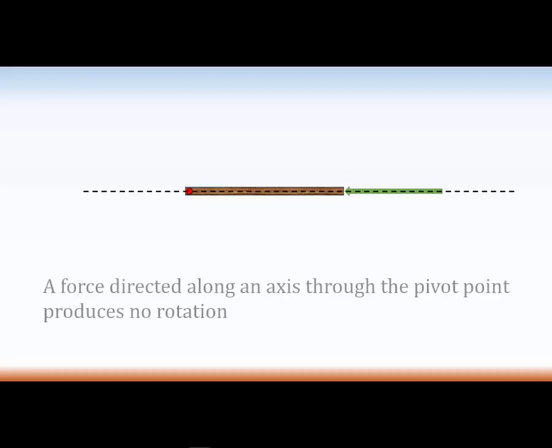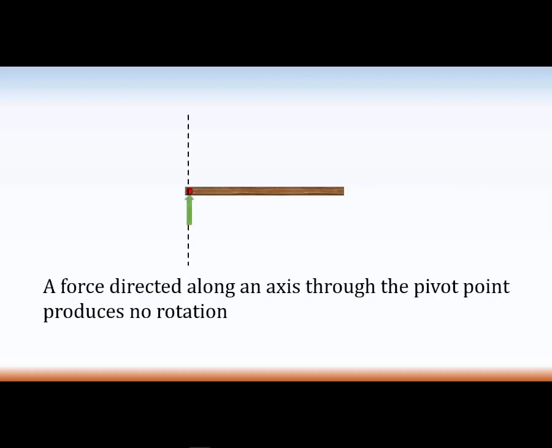When a force is directed straight along the radial line that runs through the pivot point, there is no rotation produced. It does not matter how hard you push against the edge of the door, it still won't open. Any force along that radial line, whether it is a push or a pull, will not cause a rotation. In fact, a force directed along any line that runs through the pivot point will not produce a rotation.